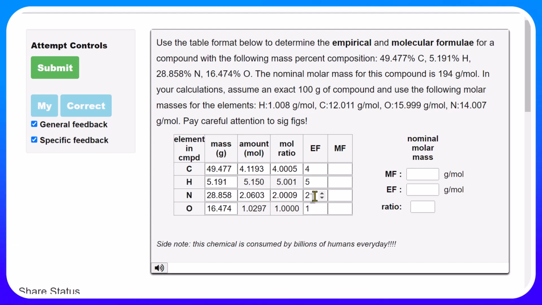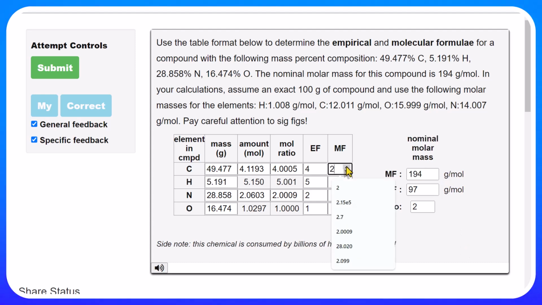The last step is to come up with the molecular formula. In order to come up with the molecular formula, I need to see how much bigger the nominal molar mass is compared to the empirical formula mass. So the nominal molar mass is given as 194. The empirical formula mass, so what we do is we calculate the molar mass of 4 moles of carbon plus 5 moles of hydrogen plus 2 moles of nitrogen and 1 mole of oxygen. When you do this, you actually come up with the number 97. So it should be pretty clear that the ratio between these two masses is 2.